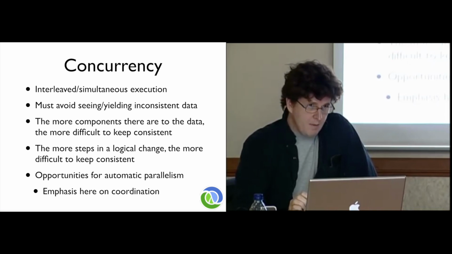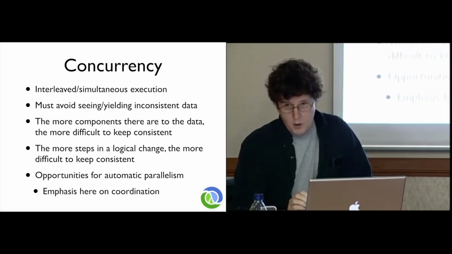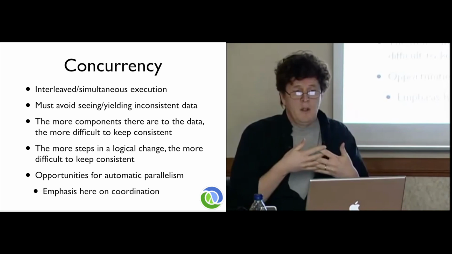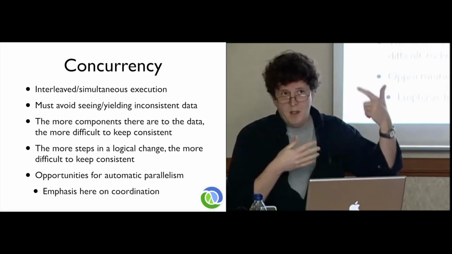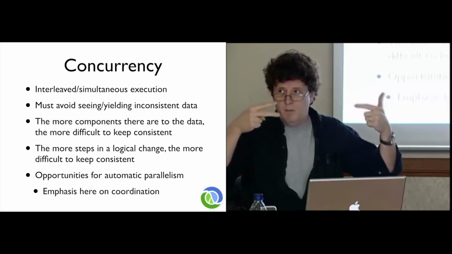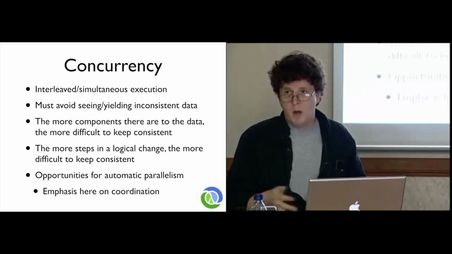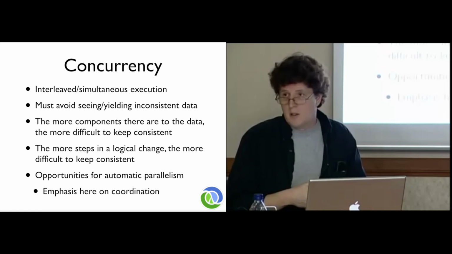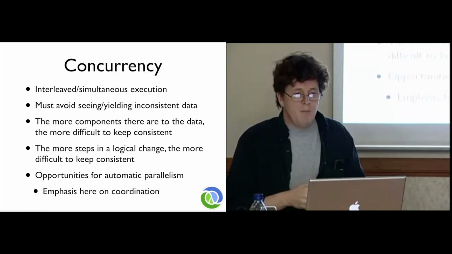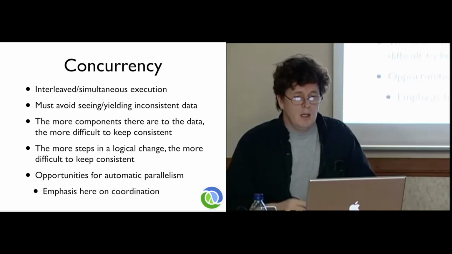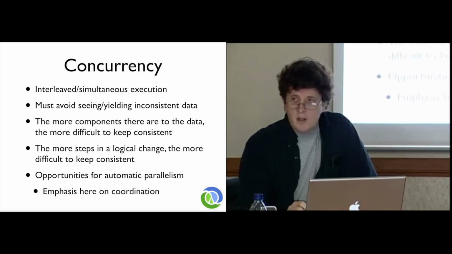But even if you don't have actual concurrency, if you use threads at all, you have simulated concurrency, which means you have interleaved execution. A little bit of this process happens, a little bit of that, and back and forth. So even on a single CPU, as soon as you have a multi-threaded program, you have the problems of concurrency, which is that you would like to avoid seeing inconsistent data or producing inconsistent data. And that ends up being a difficult thing to do.